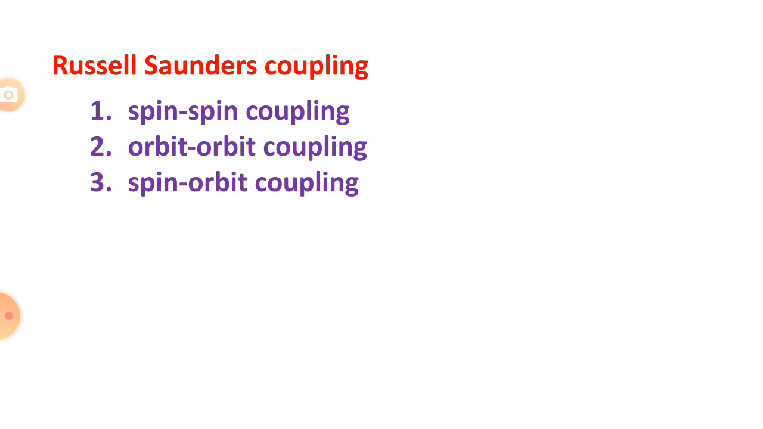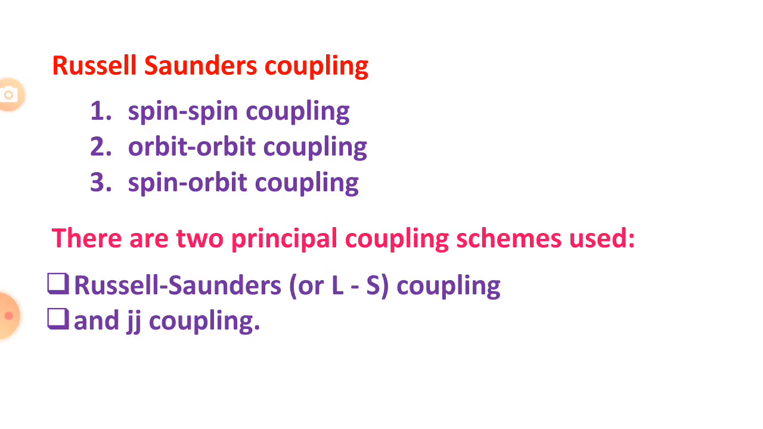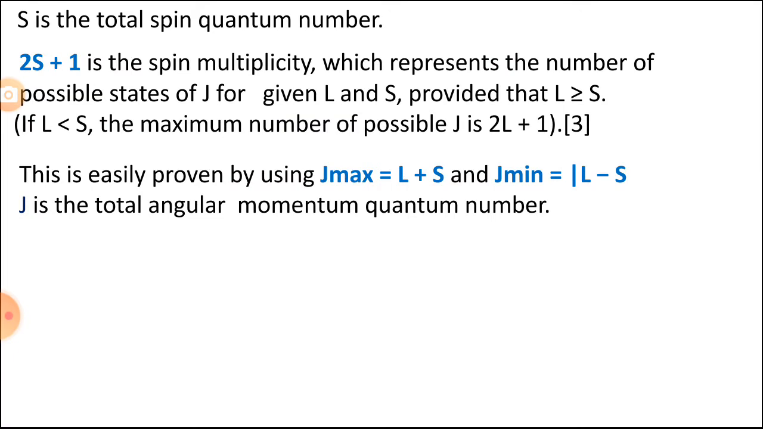There are two main types of coupling in Russell-Saunders terms, or RS terms. Russell-Saunders, or RS, that is LS coupling, and the last one is JJ coupling. First one is the LS type of coupling, and the last one is the JJ type of coupling. We will discuss what JJ coupling and RS coupling are. First, spin-spin coupling. So what is spin-spin coupling?